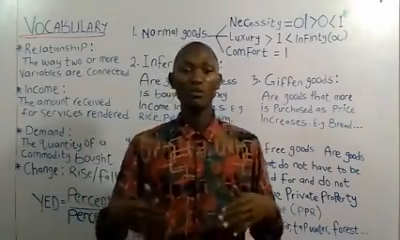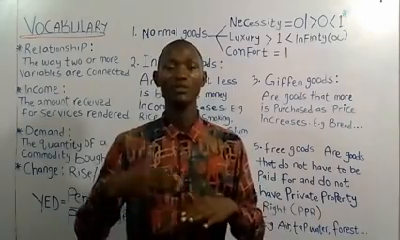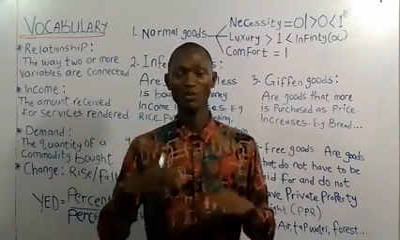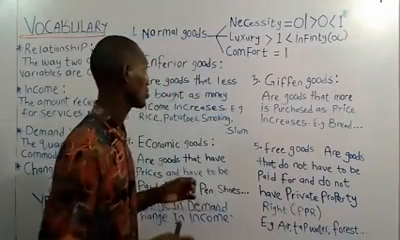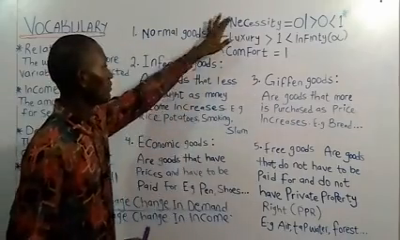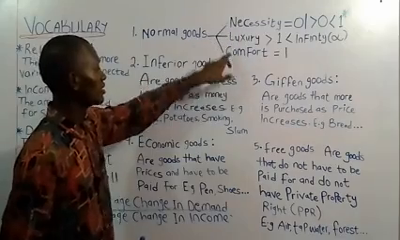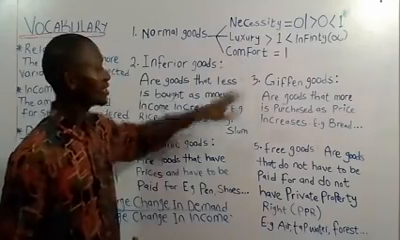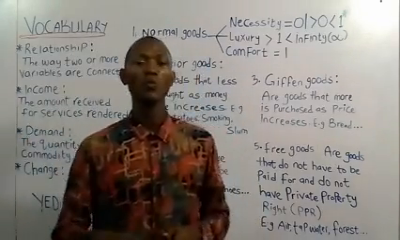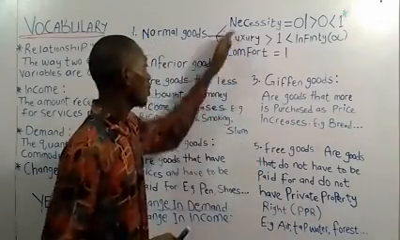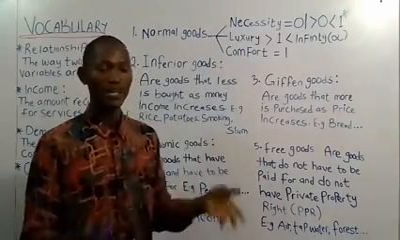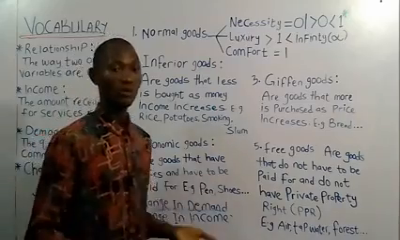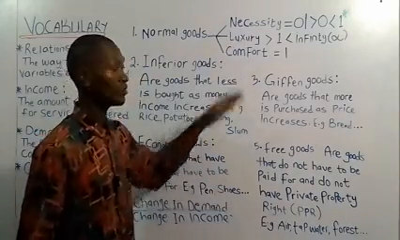Normal goods are goods for which more is demanded as money income increases. That means as your income increases, you tend to buy more of what? Normal goods. And you can see here, we have three basic classifications of normal goods. The idea behind the classifications is how these normal goods will react when income changes. How will they respond to a change in the level of income?